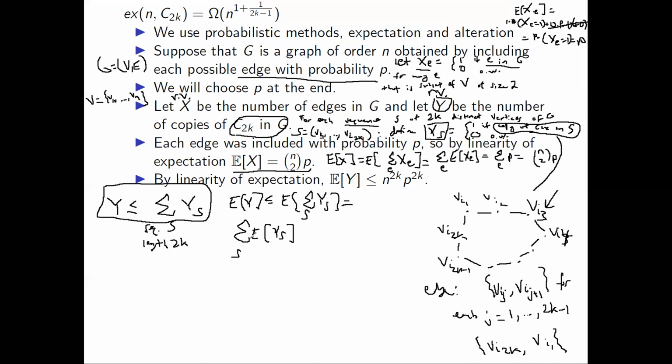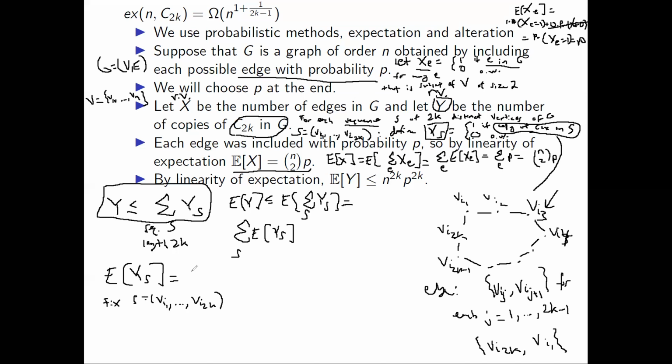Okay, and now we want to see what's the expectation of Y_S. So for a fixed S, where S is some sequence of 2k distinct vertices, so fix S: S equals v_{i1} up to v_{i2k}. All of them are distinct.